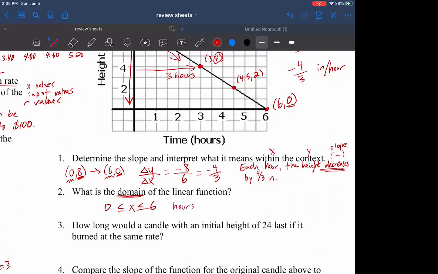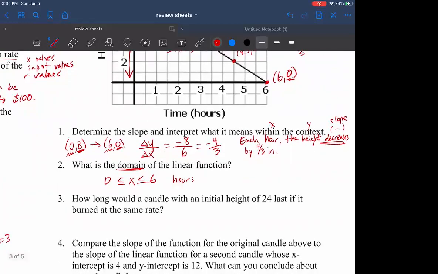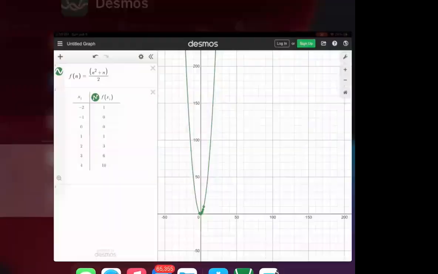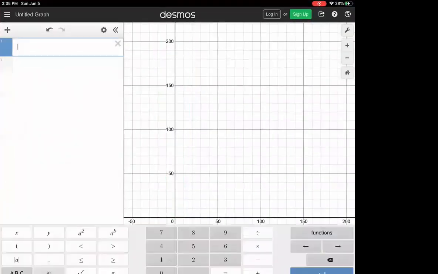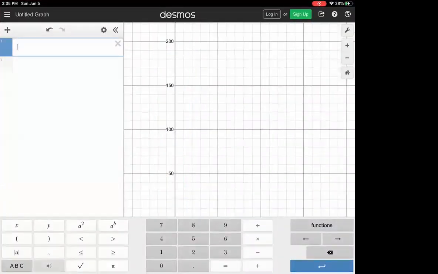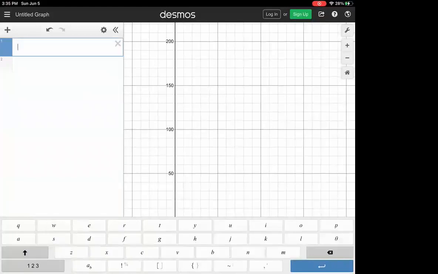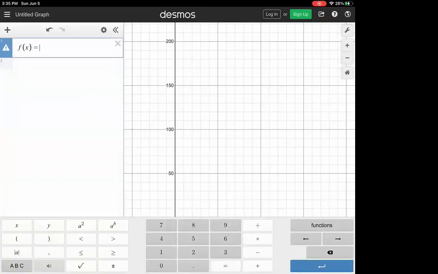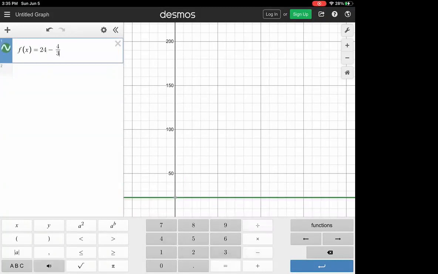How long would a candle with an initial height of 24 last if it burned at the same rate? So what if it started at 24 and burned at the same rate? Well, let's go to Desmos and help us out with this one. That means our function would change and we would have f of x. And you can say just y here if you wanted to, but f of x, I want to do it as a function. The initial height is 24 minus 4/3 x.